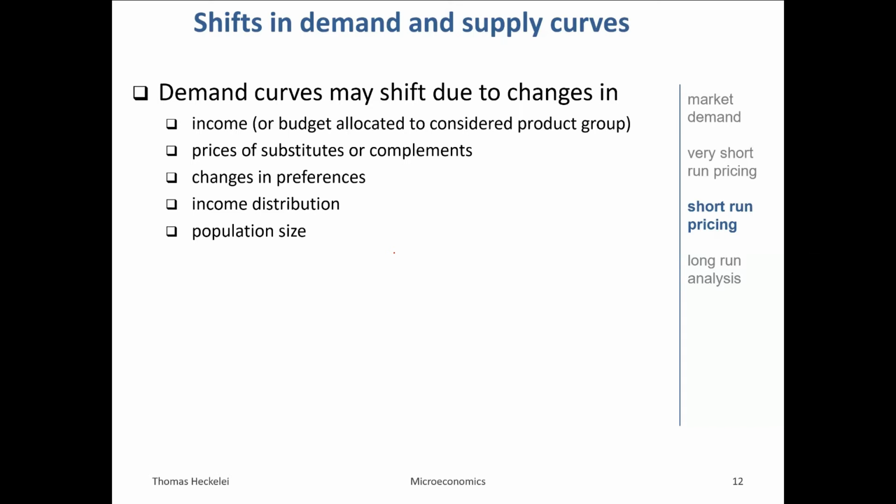Also, it may be because of the budget allocated to different product groups. Like I said, they will consume more veggies, meat and fruit, but less staple food like rice and bread. So there's a shift in consumption pattern there.